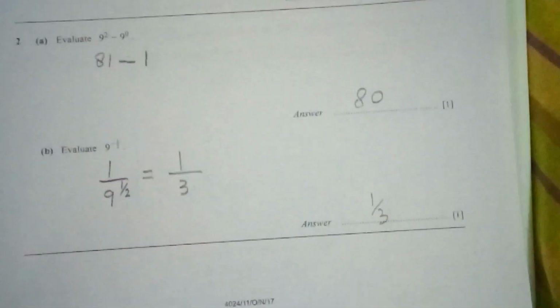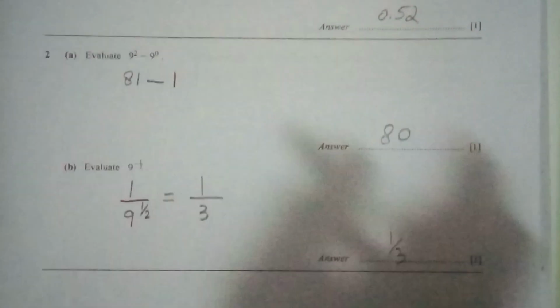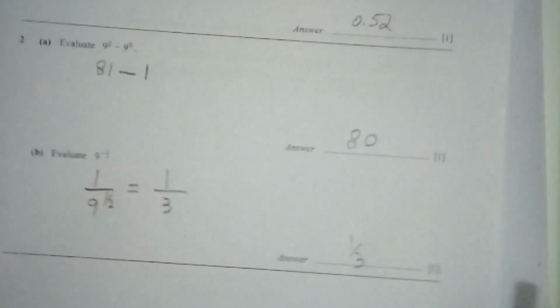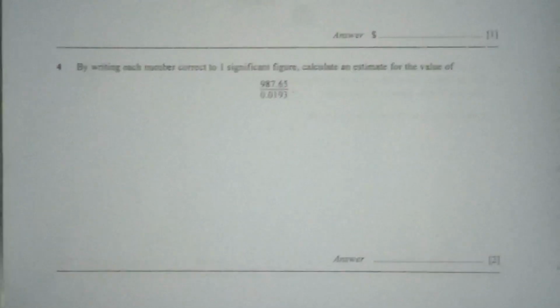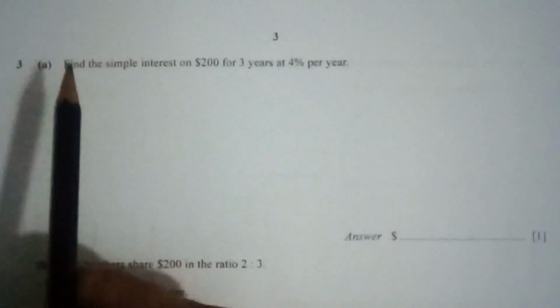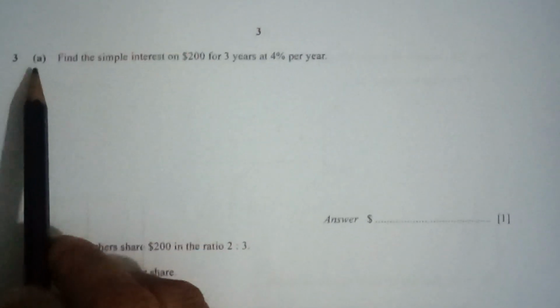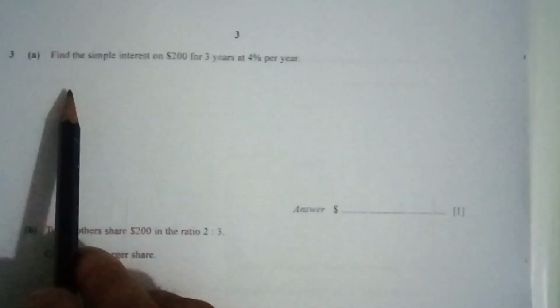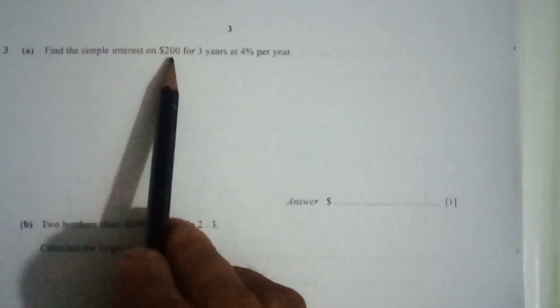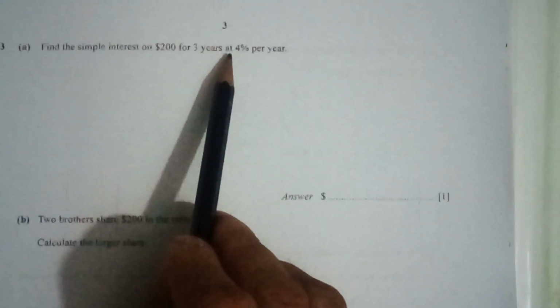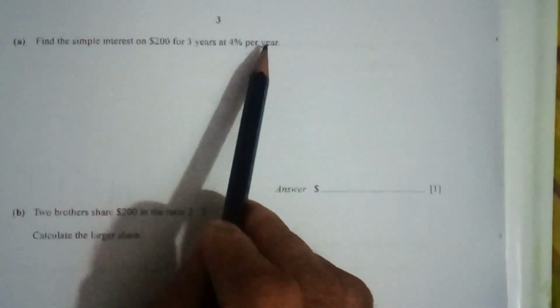Now let's come to the next question, which is question number 3. This is about interest. It is about simple interest. Question 3, part A. Find the simple interest on $200 for 3 years at the rate of 4% per year.